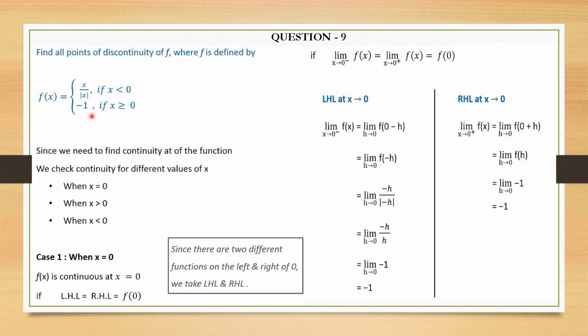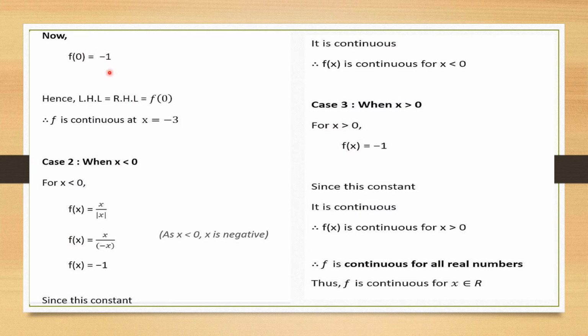And again, from the previous question, we have defined the same for the right hand limit, and the result is minus 1 here. So both the values are the same, and f(0) is also the same, so the function will behave continuous, at minus 1. For x less than 0, again it is the ratio of two continuous functions, or x upon minus x, that is minus 1, a constant, again continuous. Similarly, for x greater than 0, it is again a continuous function. So this function is behaving continuous for all real numbers.